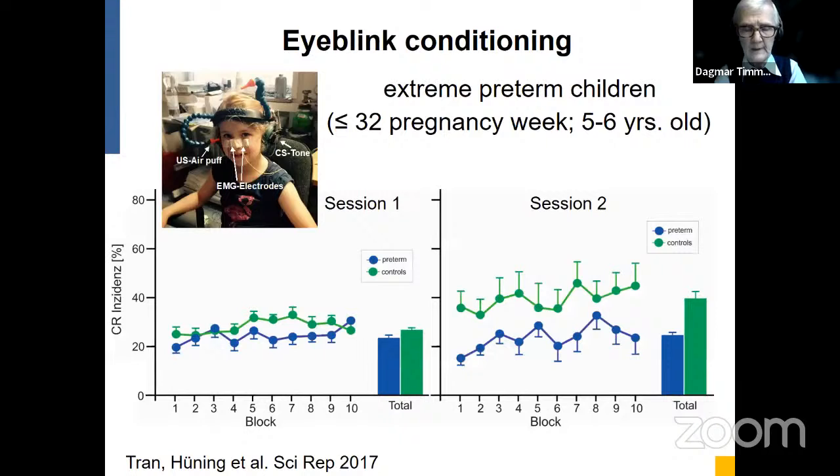I just want to give you one more example of eye blink conditioning, and this is in, patient is the wrong word, but in children and young adults who have been born very preterm. And very preterm means that they are born earlier than 2 months prior to the regular time of birth, or they have a weight of less than 1,000 grams. And we did eye blink conditioning in a group of children born very preterm, compared to children who have been born at term, preterm blue and at term green.